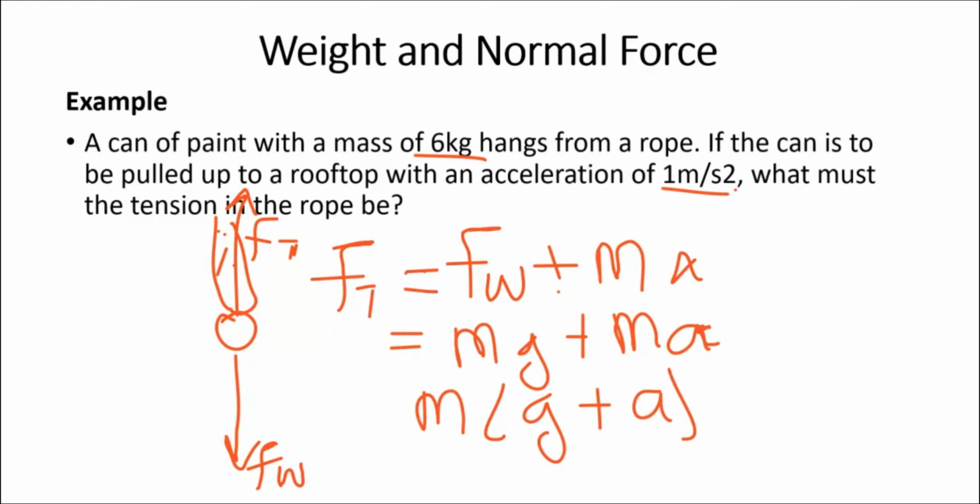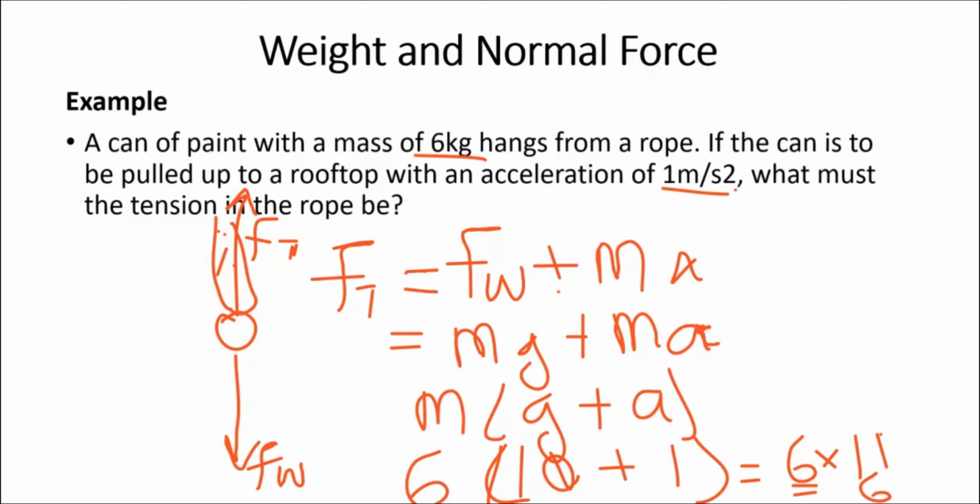Then the mass here is 6. Gravity g is 10. Acceleration was already given as 1, so 10 plus 1. The answer would be 66, because 6 times 10 plus 1 is 66, right? That is 6 times 11, which is equal to 66 Newtons.